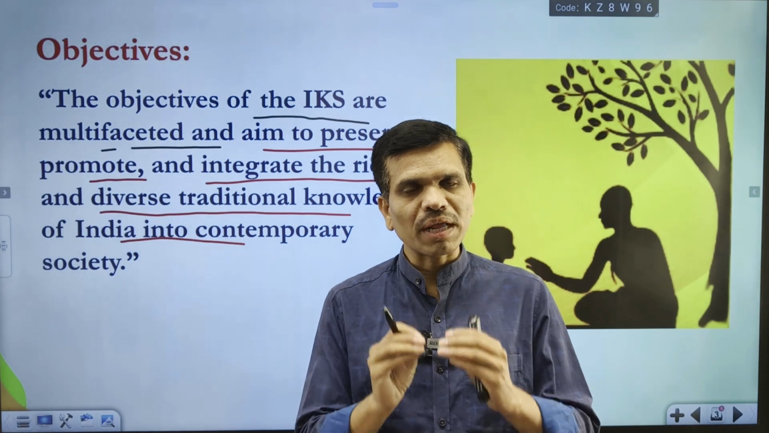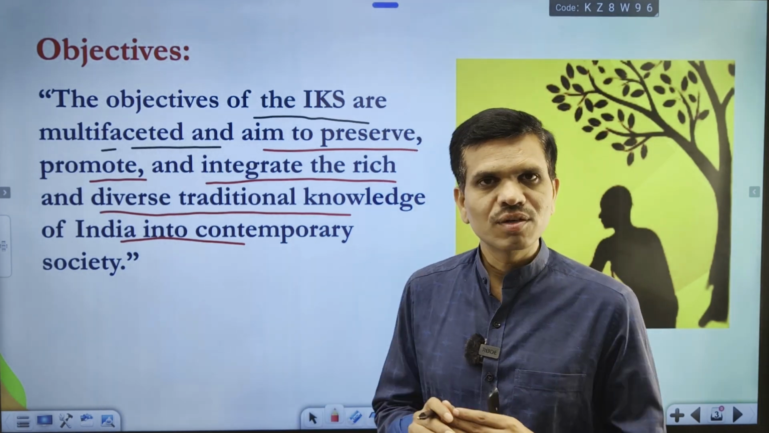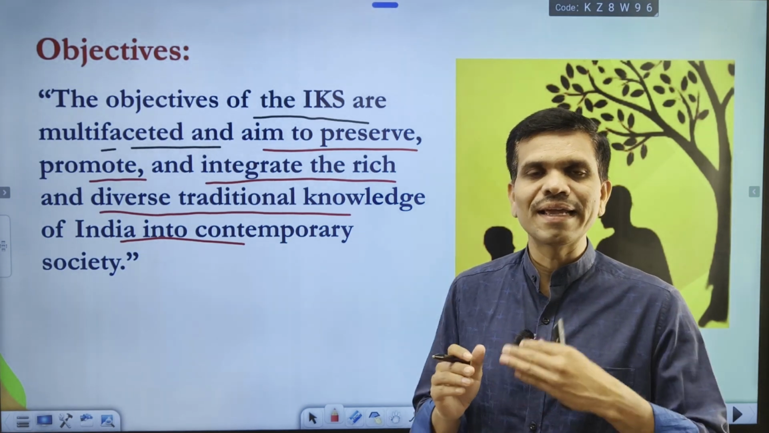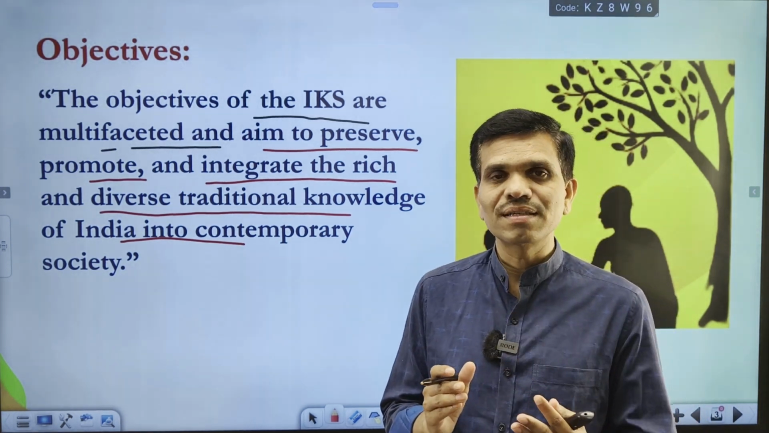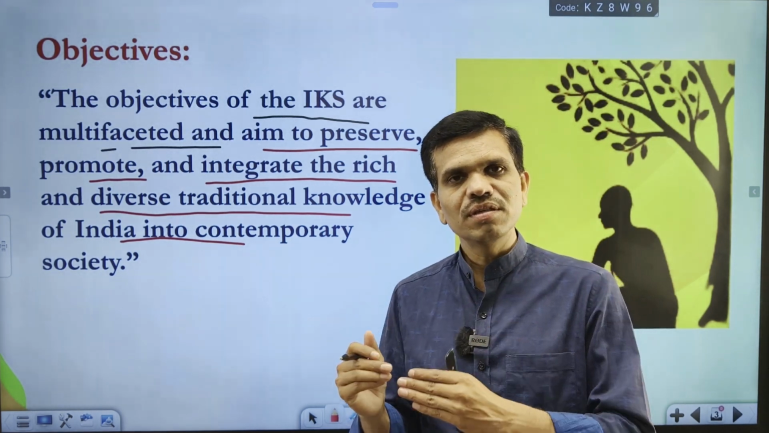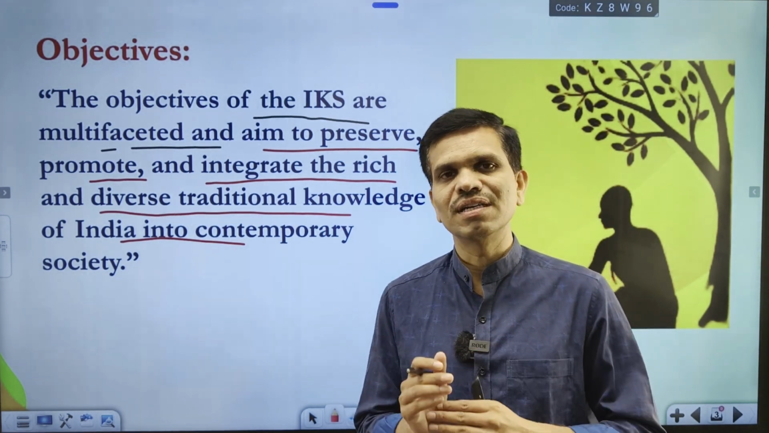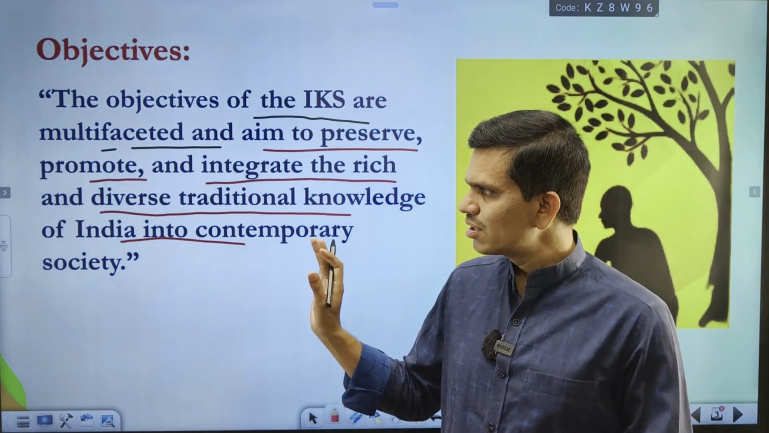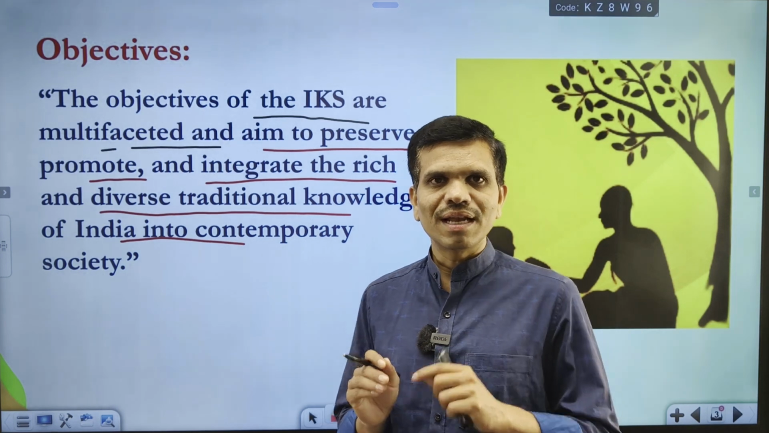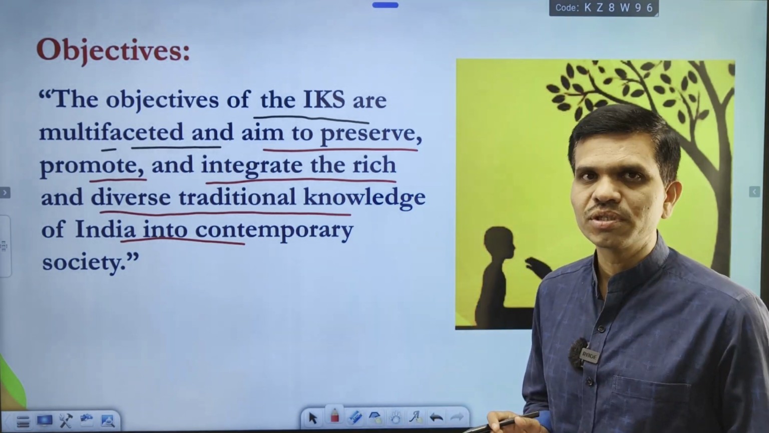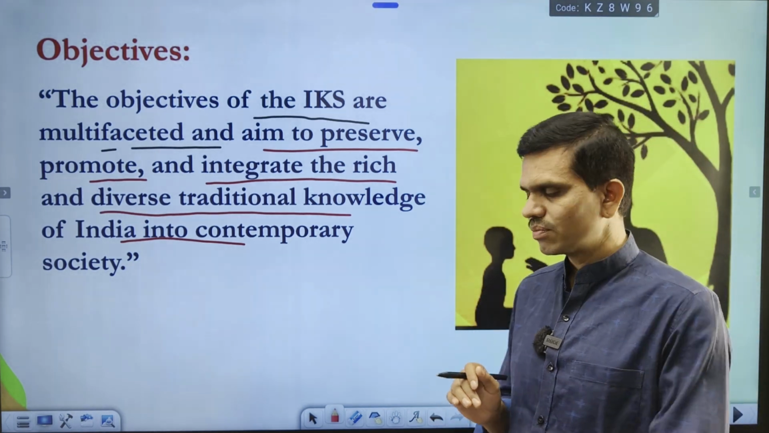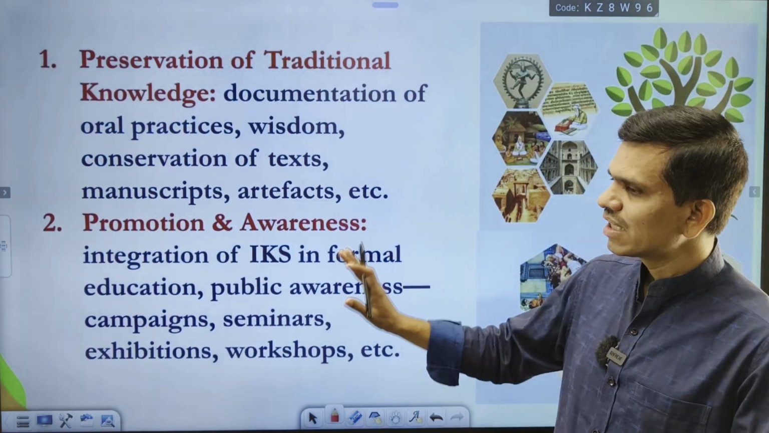So what is the prime objective of Indian knowledge system? The prime objective of Indian knowledge system is that it aims to preserve, protect and integrate the ancient knowledge with the contemporary Indian society. So this is the prime objective of the Indian knowledge system. Now let's understand what are other objectives that are very important while studying Indian knowledge system. So here we have different types of objectives.